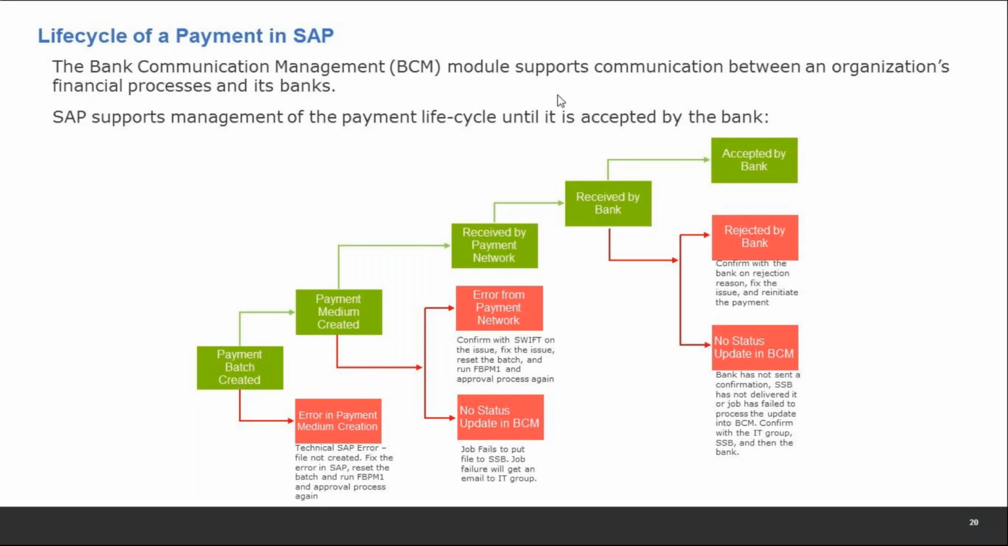For example, at received by bank, the bank does the technical clearance if the file is technically correct, and accepted by bank does the actual validation of whether your bank account numbers and everything is correct.